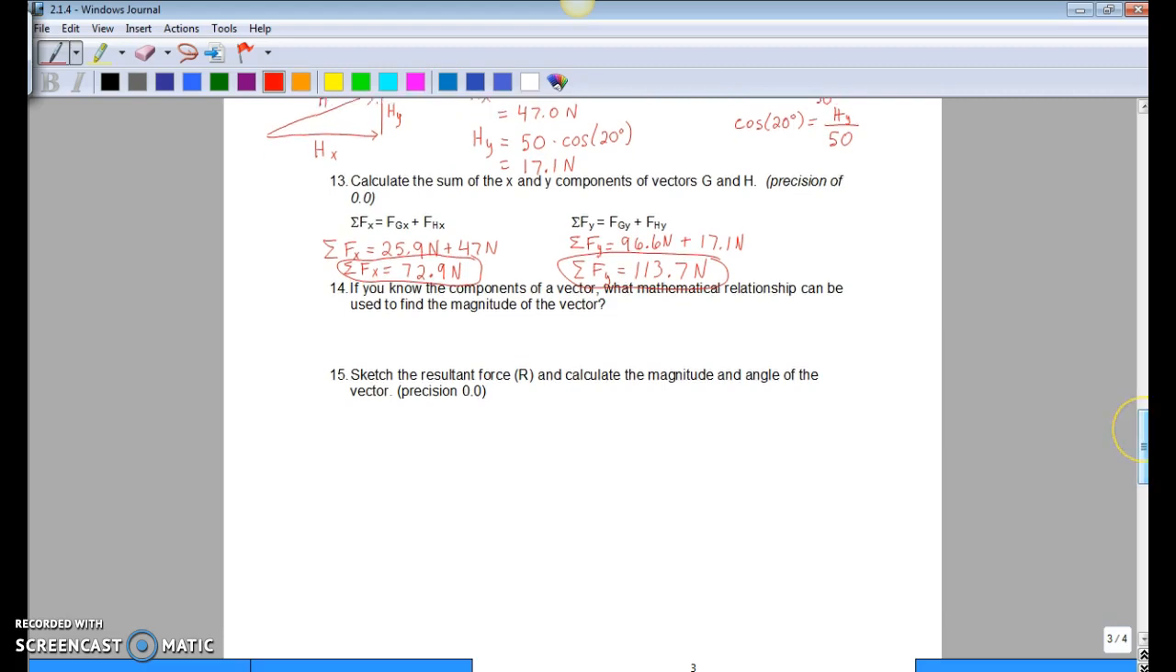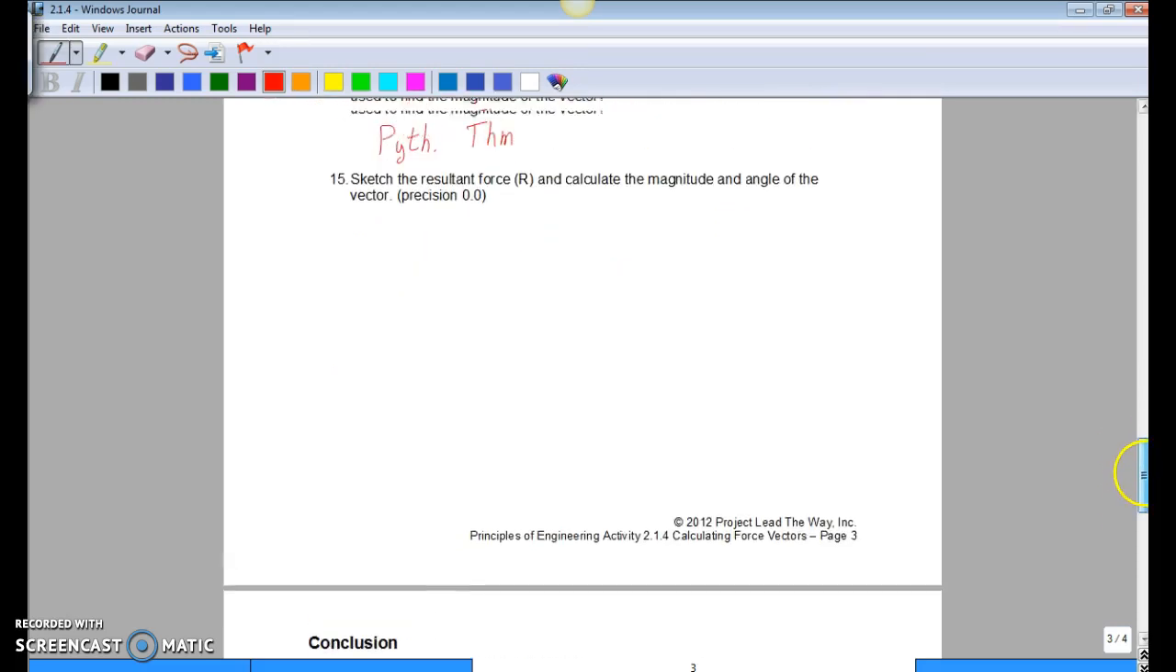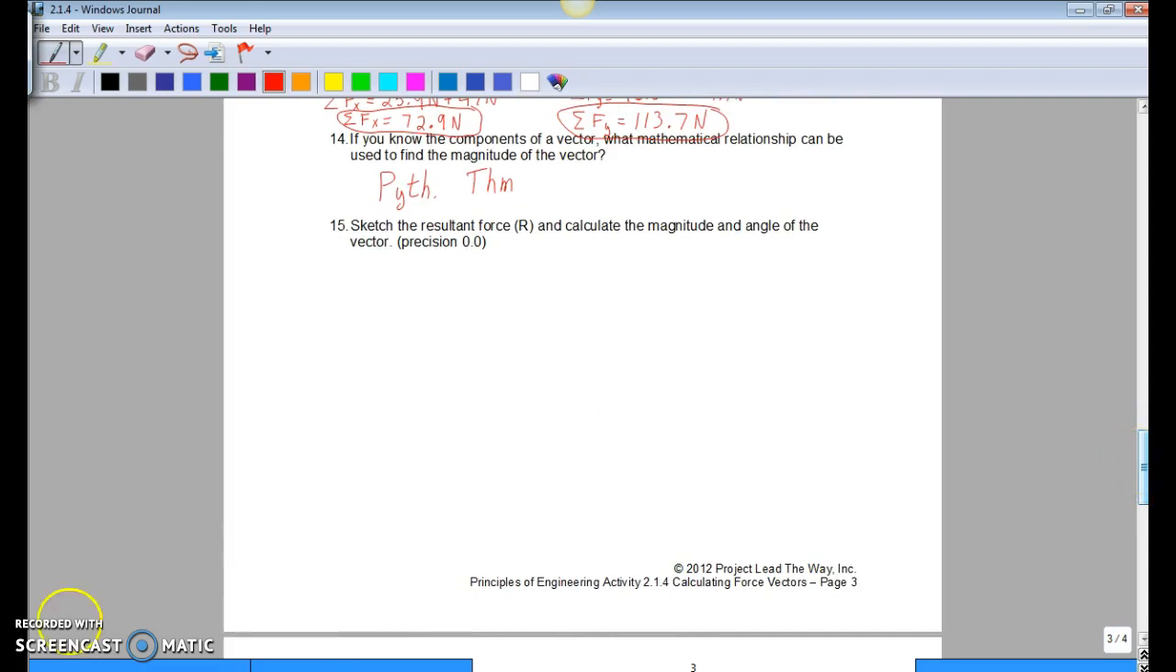Question 14 says if you know the components of a vector, what mathematical relationship can be used? That is, simply put, abbreviated, the Pythagorean theorem. So, we don't have our vector here, so just let me pause the video for a moment. So I've now got that sketch in. I don't know why it wasn't there before.